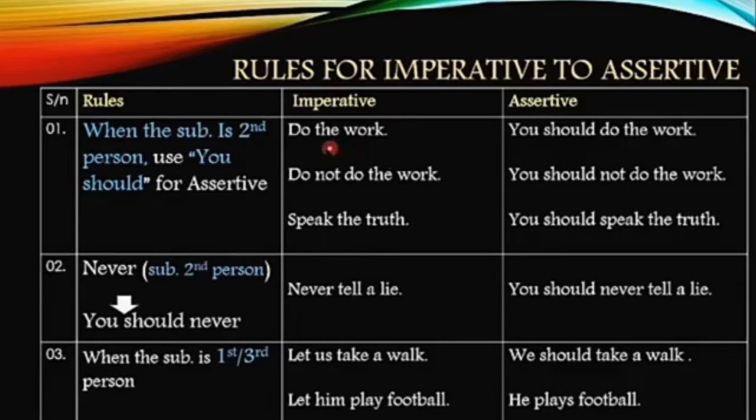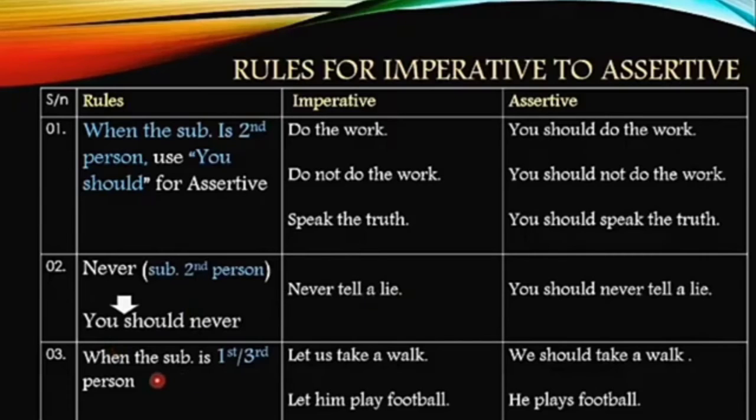So, if the imperative sentence says, do the work, "you should do the work" is the assertive form. Do not do the work, you should not do the work. Speak the truth, you should speak the truth. That means the first person is advising the second person. That's why we are using "you" and then "should". Rule number 2 says, if there is "never" in the imperative sentence and the subject is second person, "you should never" will be used to change it into assertive. For example, never tell a lie. You should never tell a lie.